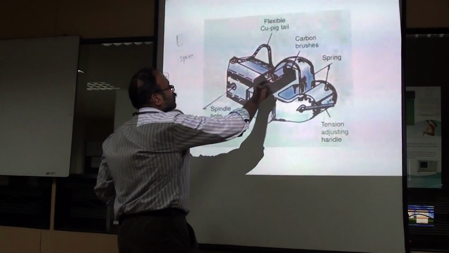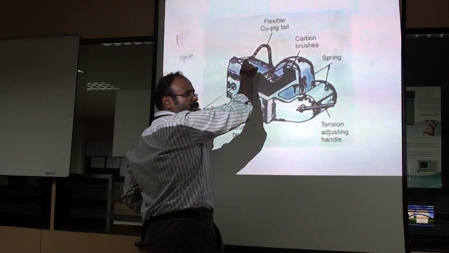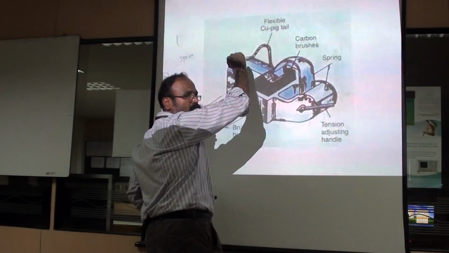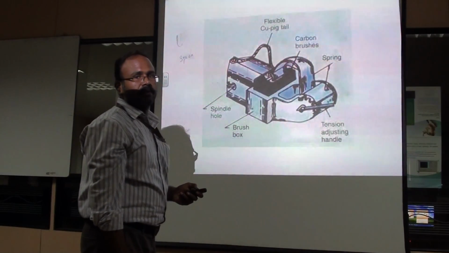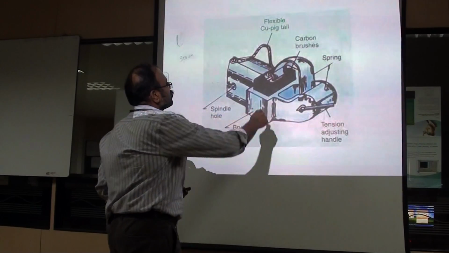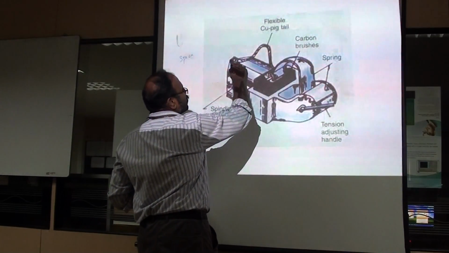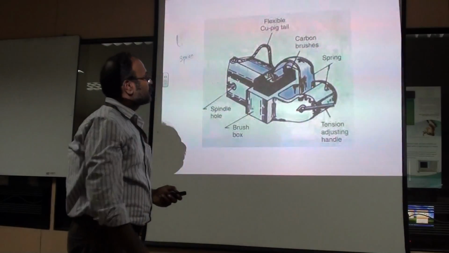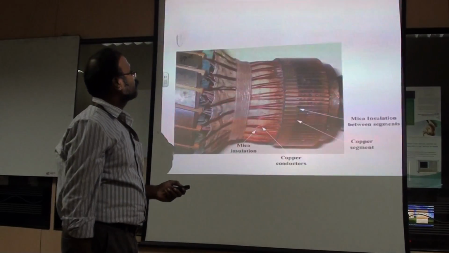And there will be a wire, called the copper pigtail. The reason it got that name is that it looks like a pigtail. So this will be connected to the brush, and its other end will be connected to the terminal. So thereby it collects the current from the brush, and the brush collects the current from the commutator.